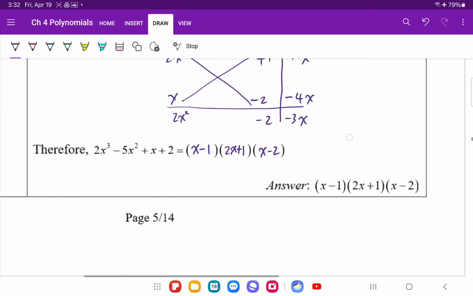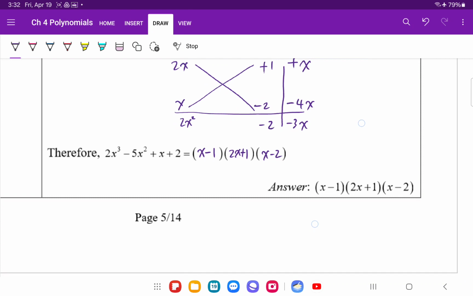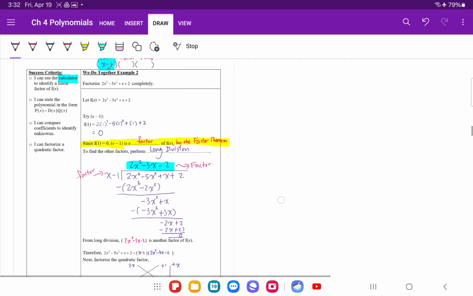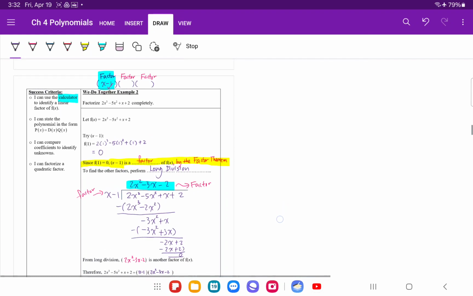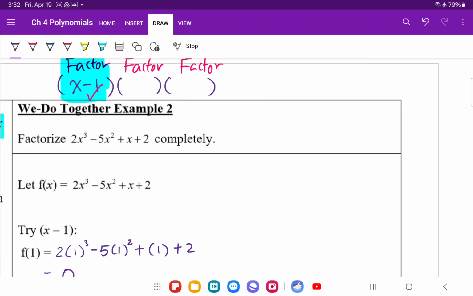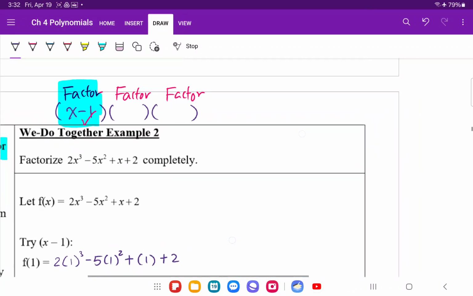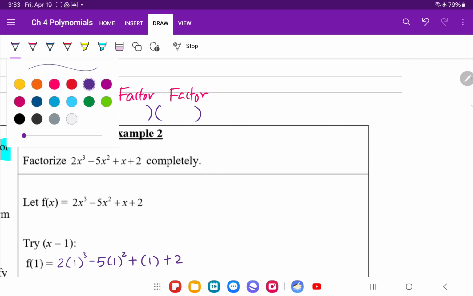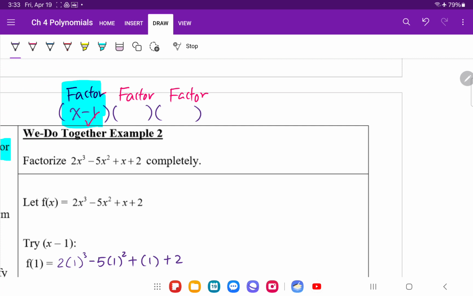Okay, and that's it. So this is the We Do example 2 on how to factorize a cubic expression. Now before you move on, I want to say something. Now in the N-level examination, sometimes this question can be phrased differently. Okay, so I'm going to give you an alternative way of phrasing this question.